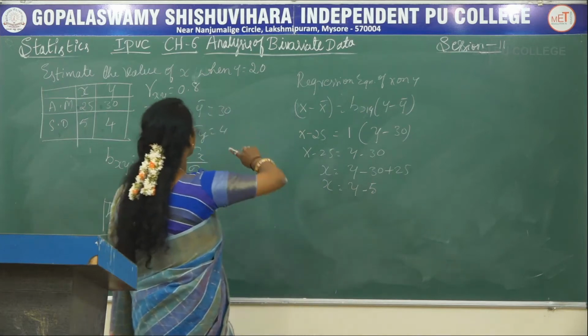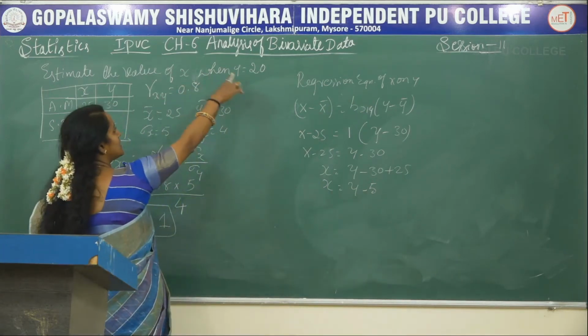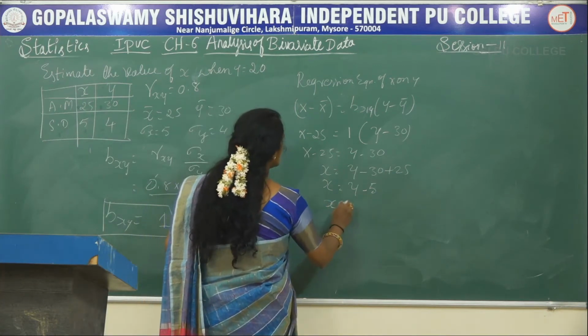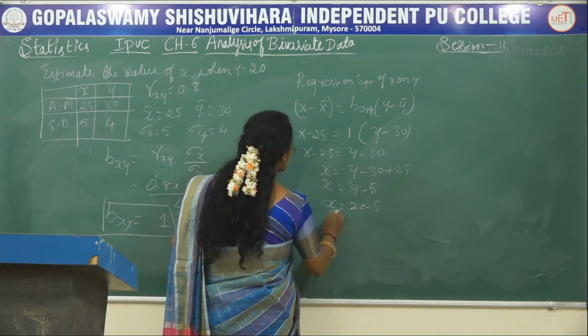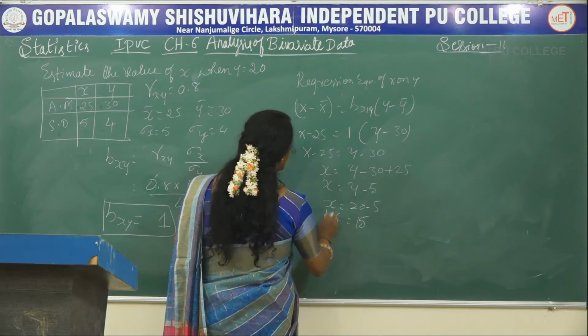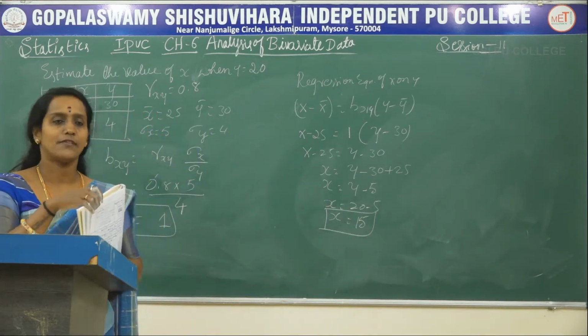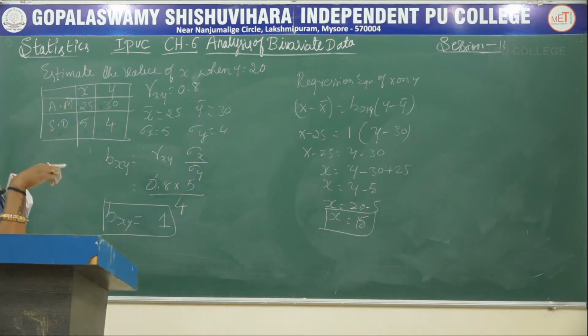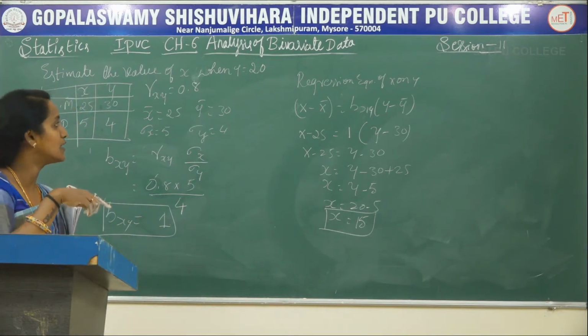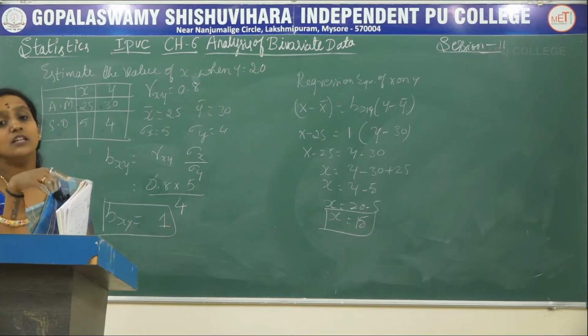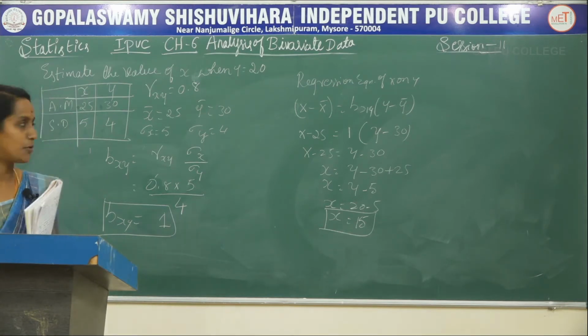So here we have to find the value of x. They have given y. So I will substitute this y value in this equation. So x is equal to 20 minus 5. So x is equal to 15. When y is equal to 20, the value of x is equal to 15. This is how we have calculated the regression equations when they have given the arithmetic mean and the standard deviation. One more problem.